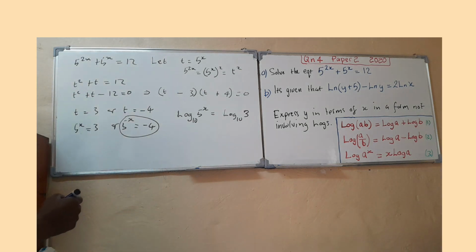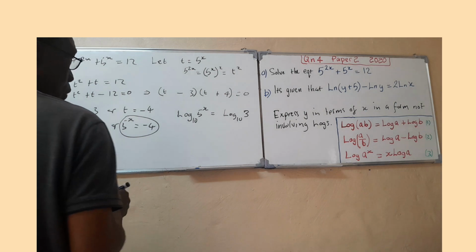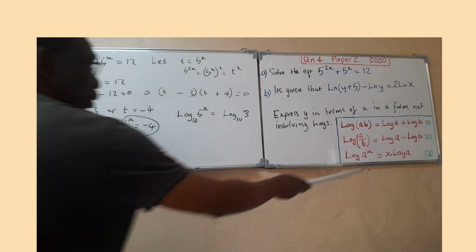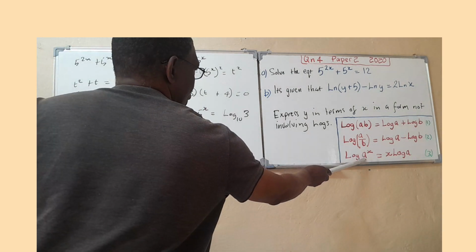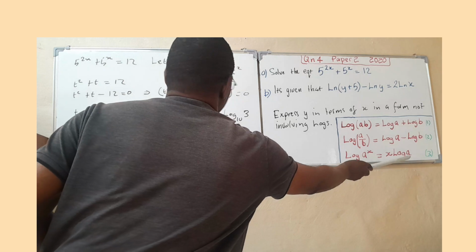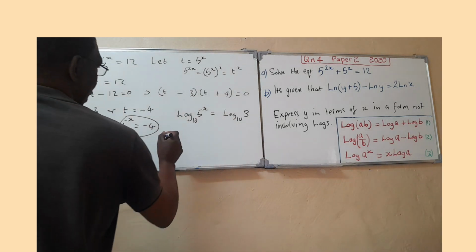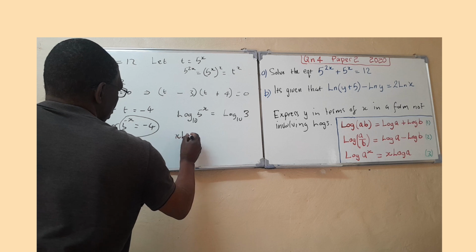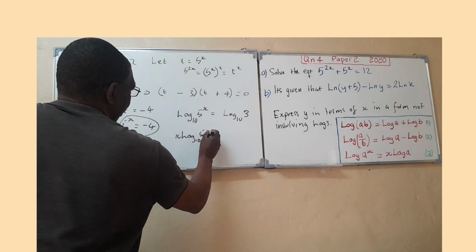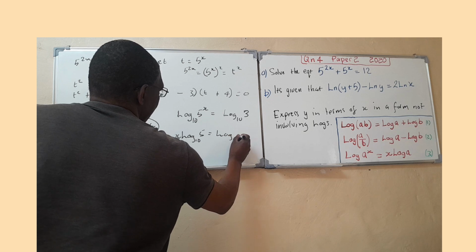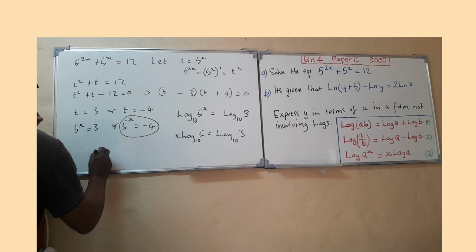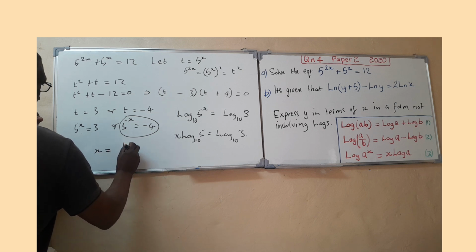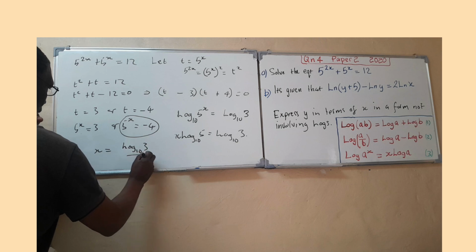Okay, now we can resort to that law. Our 5 is raised to the power x, so by law number 3, it becomes x log of 5. So we can now say this is equal to x logarithm to base 10 of 5 is equal to logarithm to base 10 of 3. And of course, dividing both sides by log of 5, our x then becomes log to base 10 of 3 divided by logarithm to base 10 of 5.